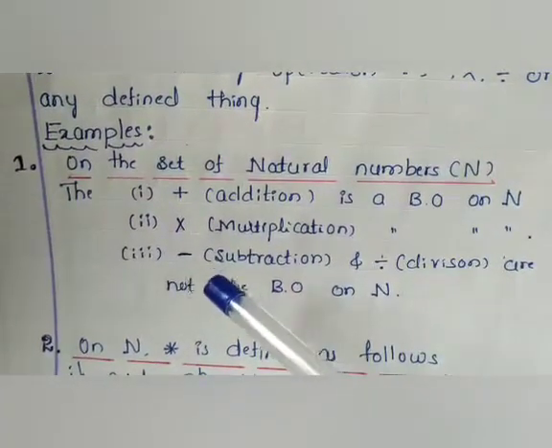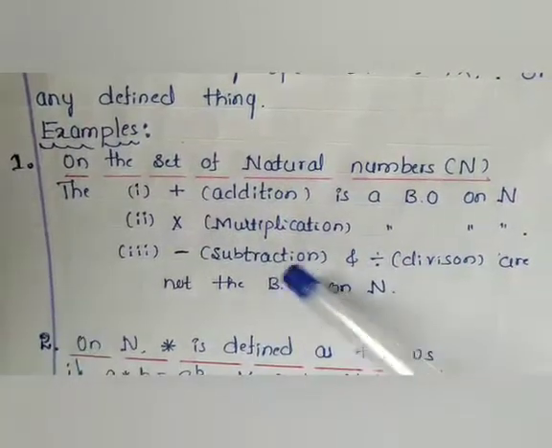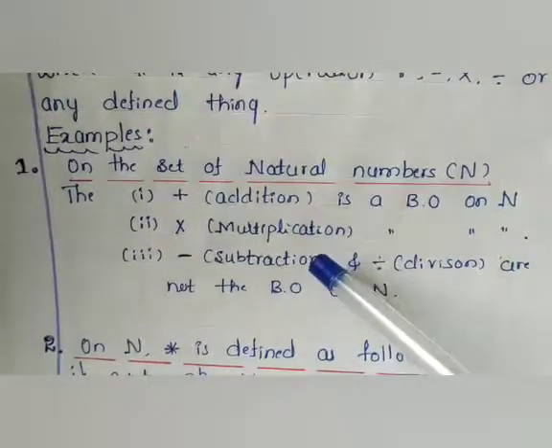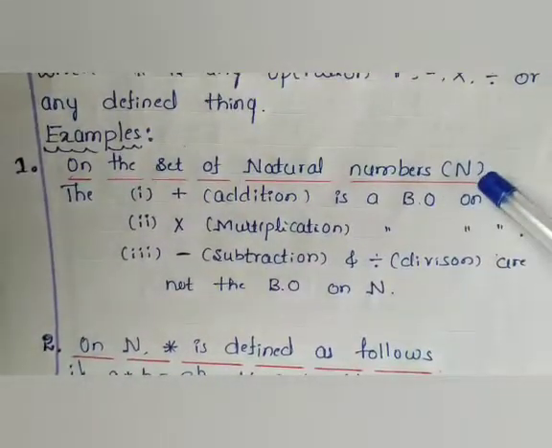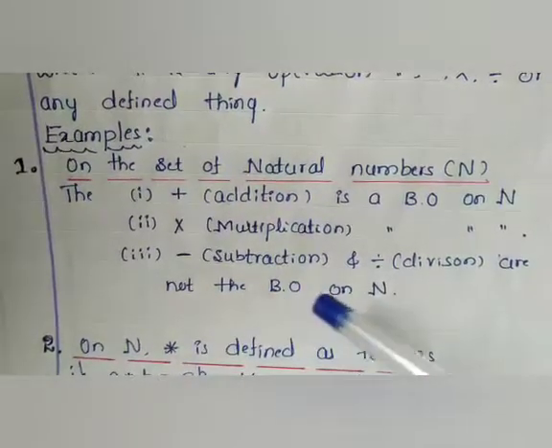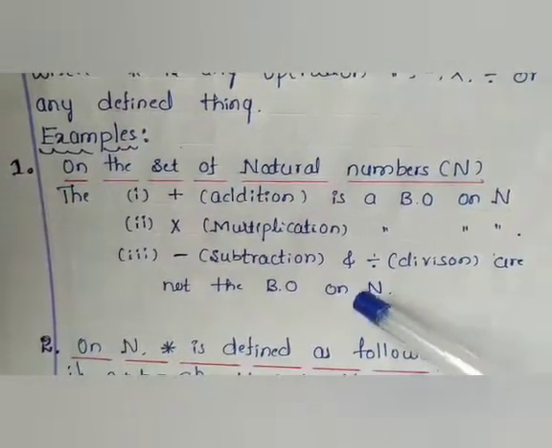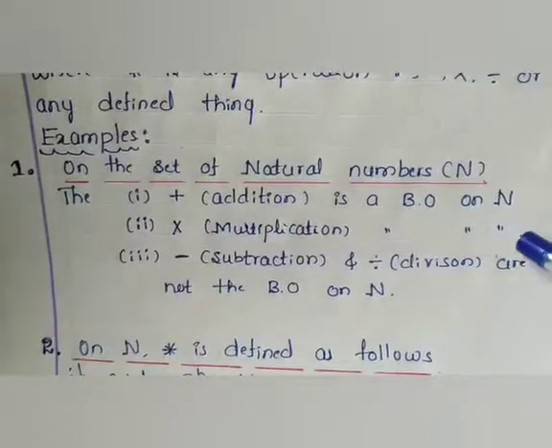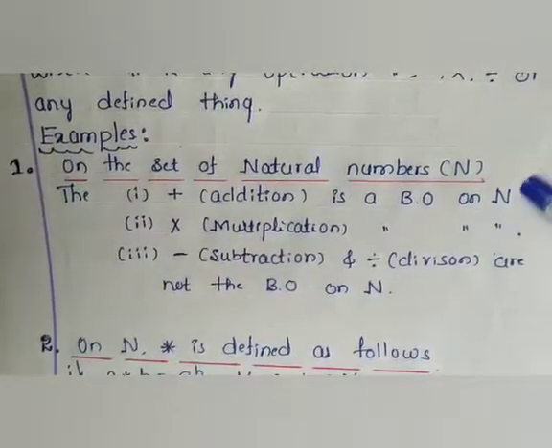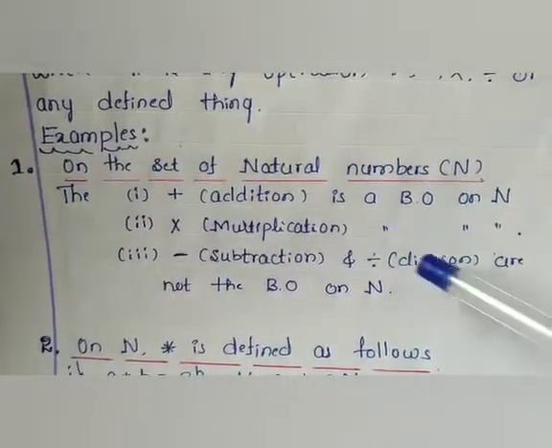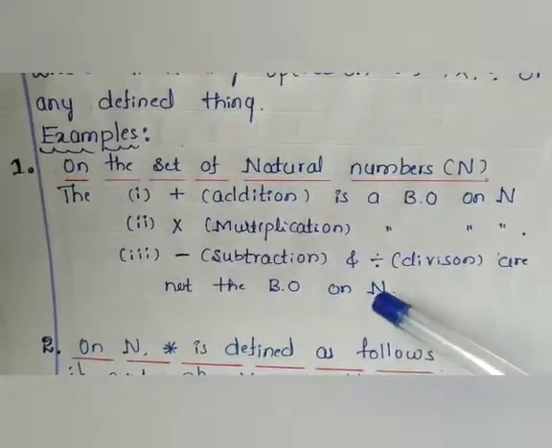Whereas subtraction: suppose 2 minus 5. 2 minus 5 is minus 3, and minus 3 is not a natural number. Therefore subtraction is not a binary operation on N. Division: 2 and 3. 2 divided by 3 is a rational number, not a natural number. Therefore division is also not a binary operation on N.